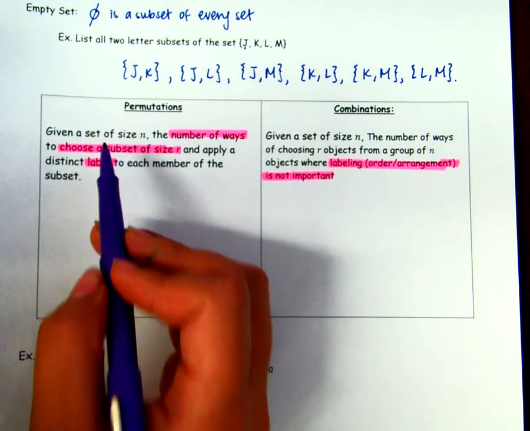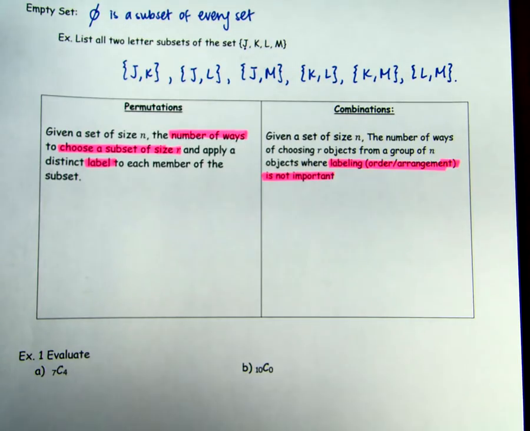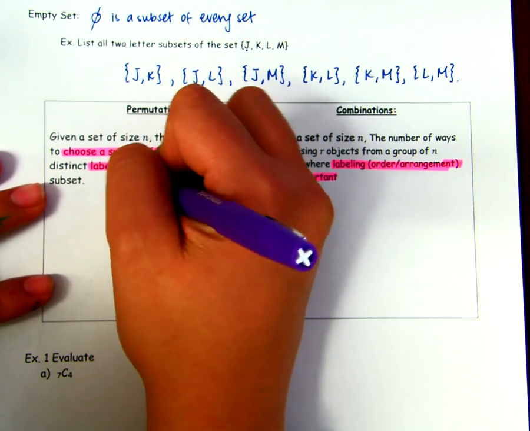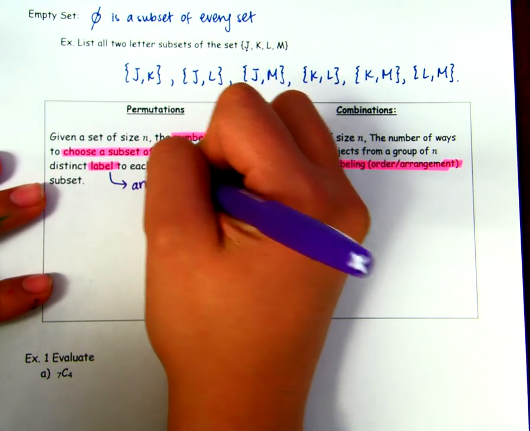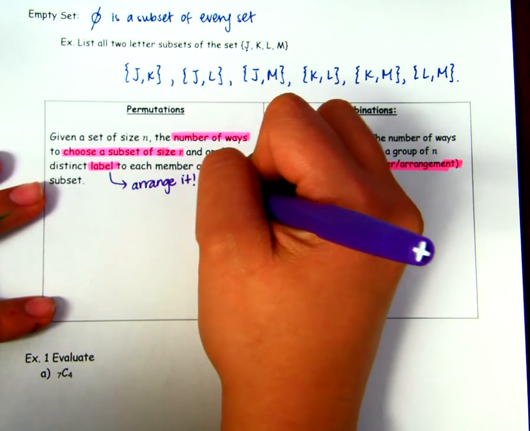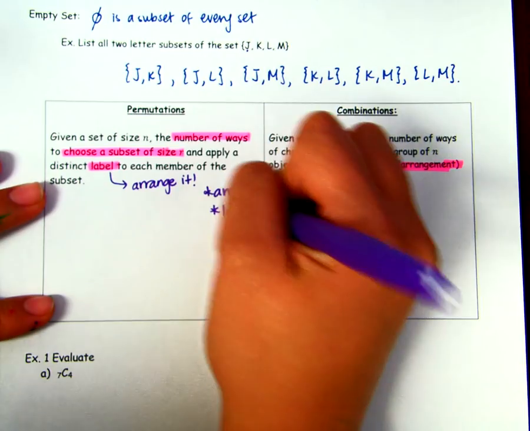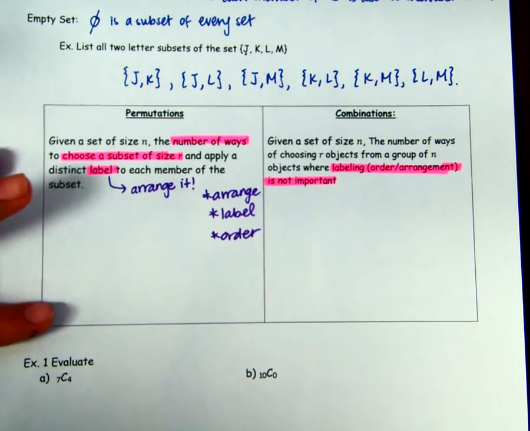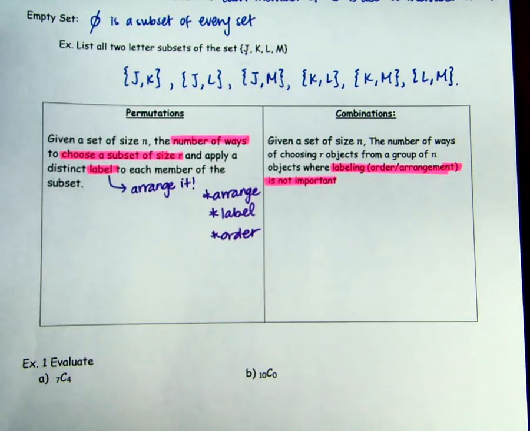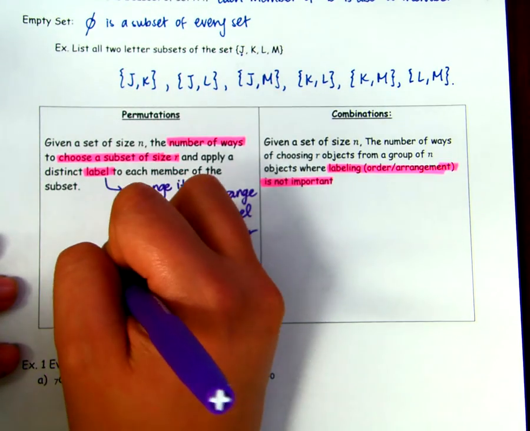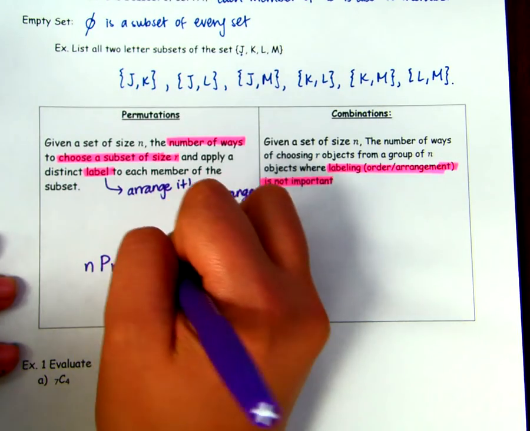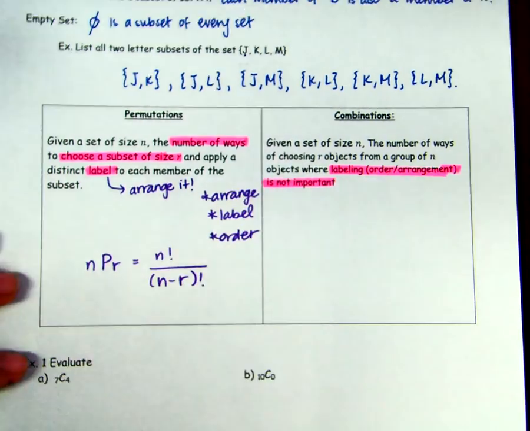Okay, so once again, in a permutation, you have a big group of size n, and you're looking at the number of ways to group little groups of size r. But then you're also applying a distinct label. Another way to say label is you're arranging it. So anytime you think about arranging, labeling, ordering, you're dealing with a permutation. To me, it's easy to just remember a label: first, second, and third. Or the password. What is your first, second, and third? So anytime you have a label, you have a permutation. The formula for a permutation, we said, was n factorial over n minus r factorial.